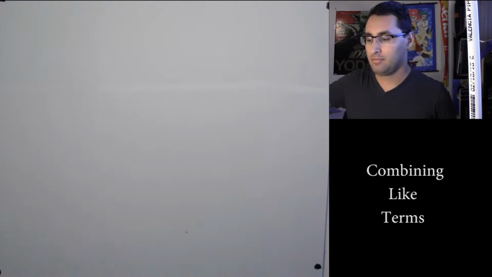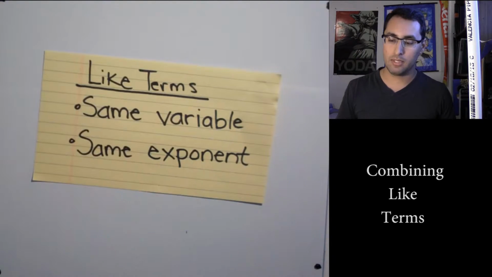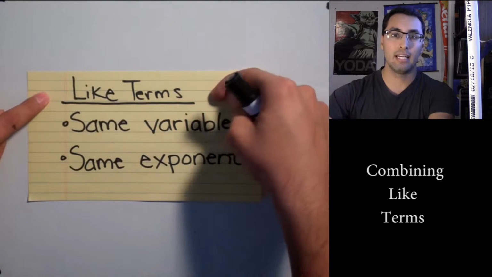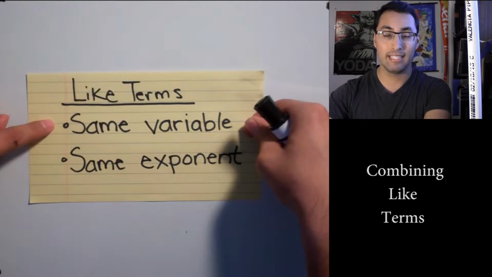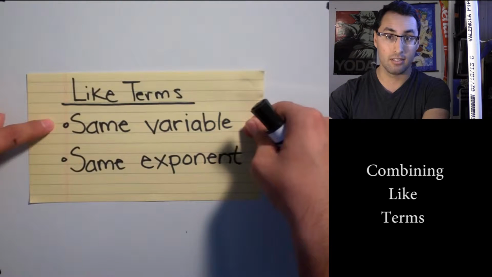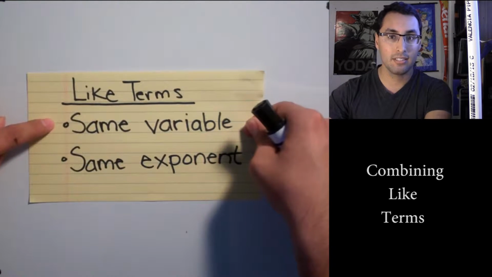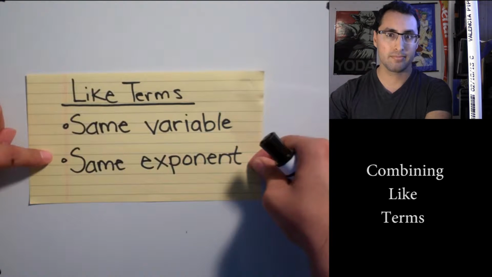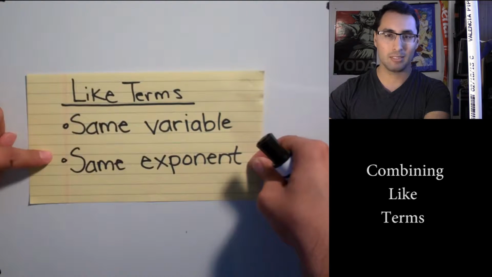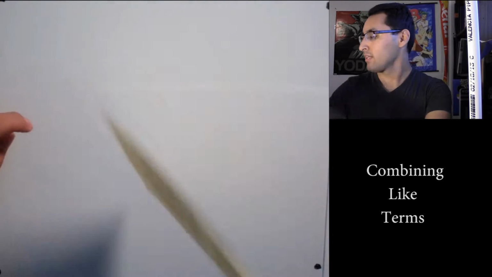What is a like term? Over here, bam, right there. Like terms need to have two things. They need to have the same variable, so they need to have the same letter, if they do have a letter. And that letter needs to be raised to the same exponent, the same power. Okay, so let's see what we can do. I'm going to give you a couple examples. Practice makes perfect.